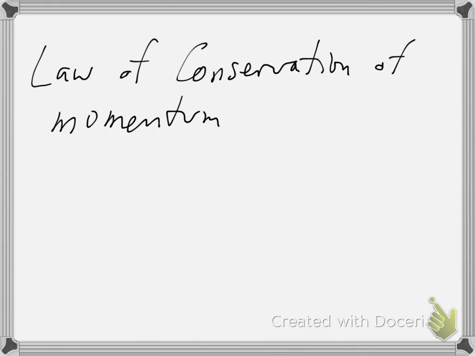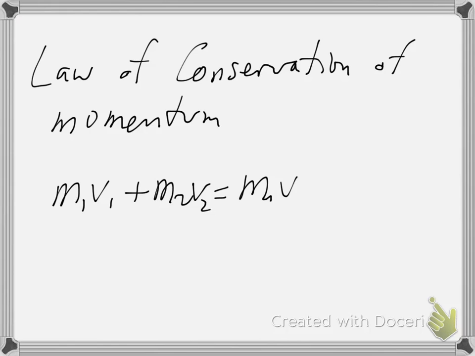That's all the law of conservation of momentum says: m1v1 plus m2v2 equals m1v1f plus m2v2f. So, this right here is the law of conservation of momentum that is used with basically a two-object system.